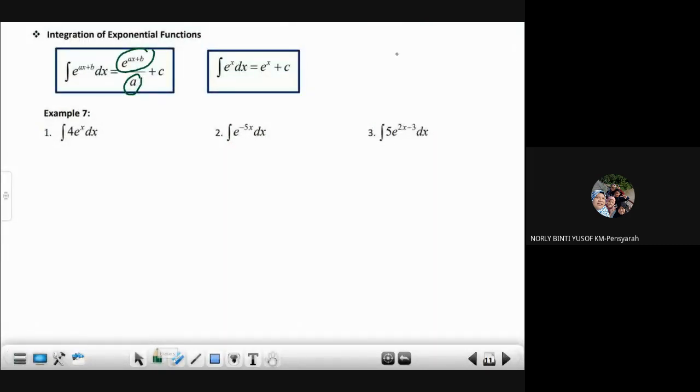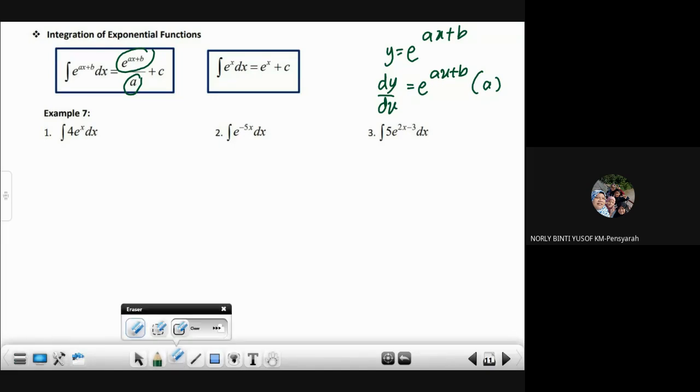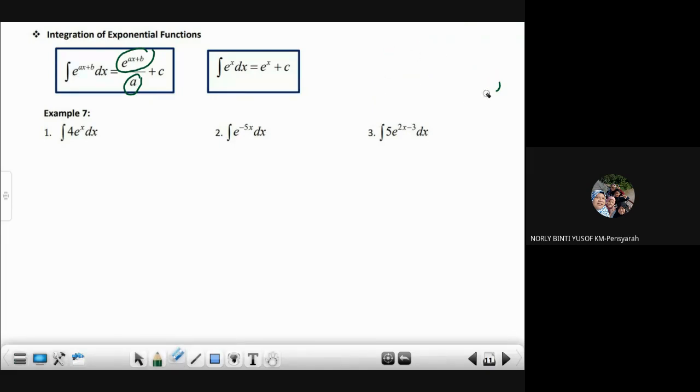This differs from differentiation. If you differentiate, it is like this: dy/dx, write it back, then differentiate the power, you get a. Correct or not? So you multiply for differentiation, and for integration of exponential, you divide. You don't add to the power because this is exponential, it's not algebra. In algebra, yes, you add to the power and then divide by the added power. That is the difference between differentiation and integration of exponential.